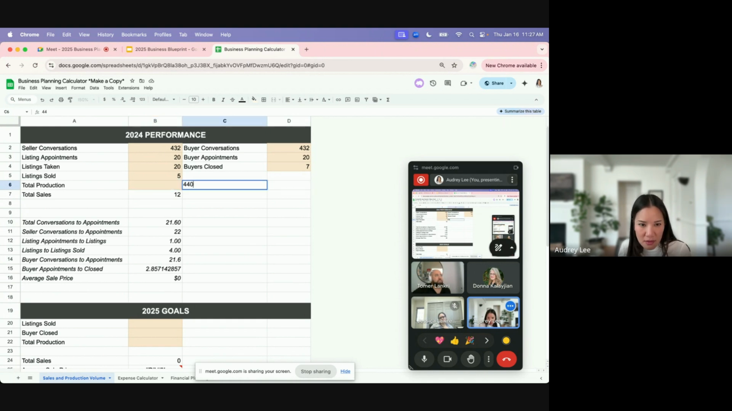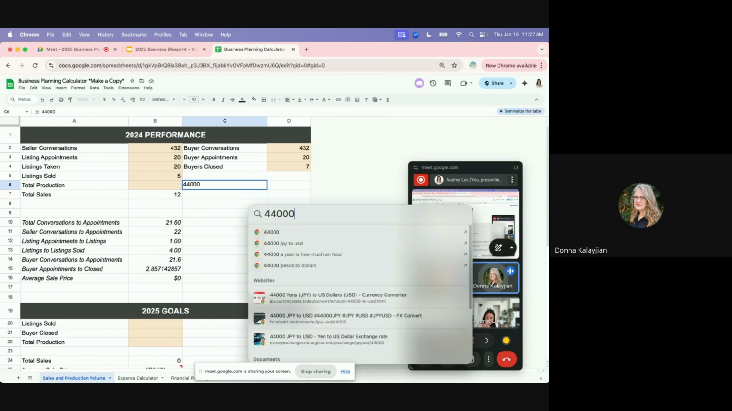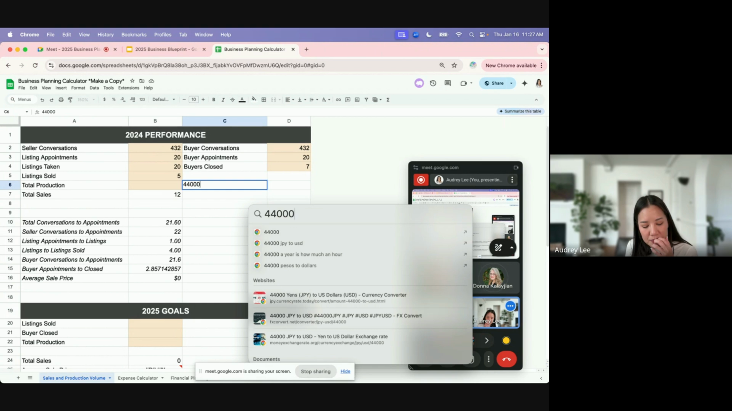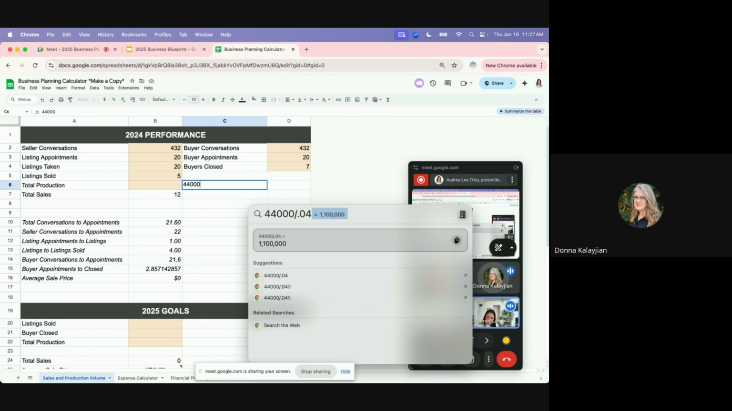But your total GCI was 44,000. Do you have an estimate on what your average commission rate is? Is it like a 2, 2.25, 2.5? It's mixed because I have land, which is at 5%, and then houses are at 3%. So we could go with 4%. Okay, 4% on average.